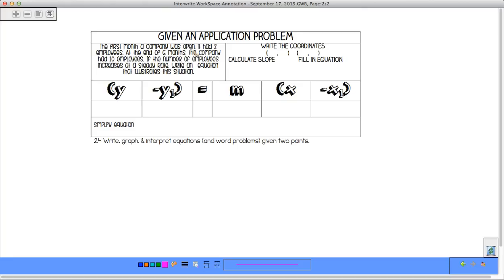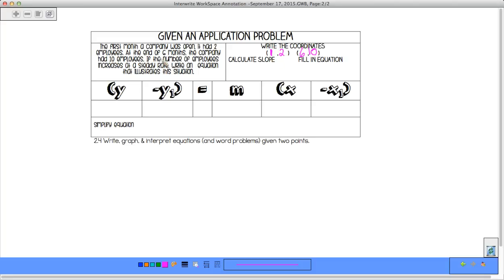Says, so the first month the company was open, it had 2 employees. At the end of the 6th month, the company had 10 employees. If the number of employees increases at a steady rate, write an equation that illustrates the situation. So the first month, time is almost always going to be your x. If you have time in a problem, it's going to represent x. So my time is 1 for the first month, and in the first month, they had 2 employees. Now, my second x value, still want it to be time. The other time is 6 months and 10 employees.